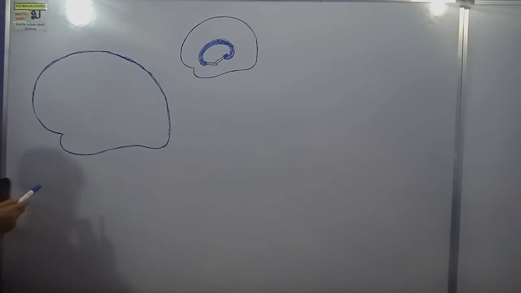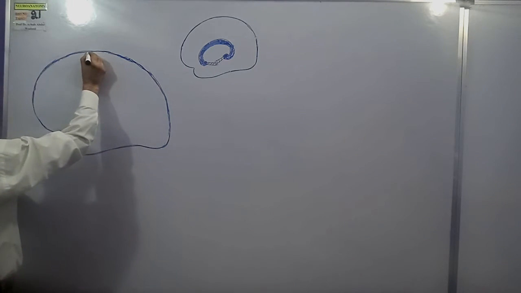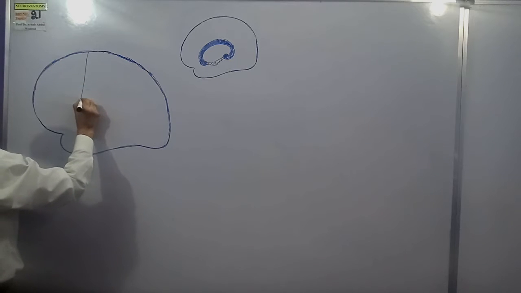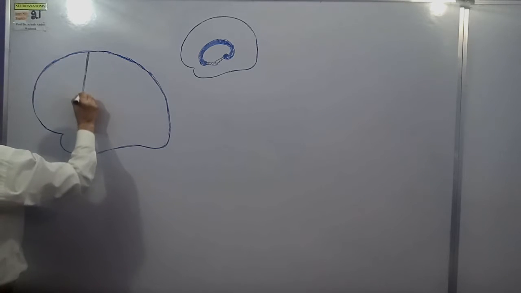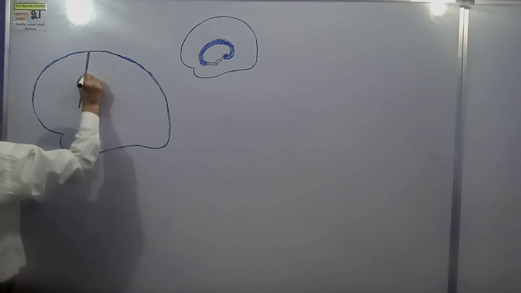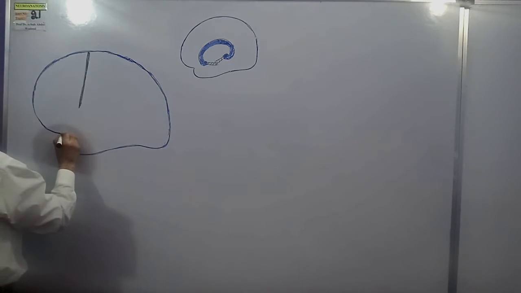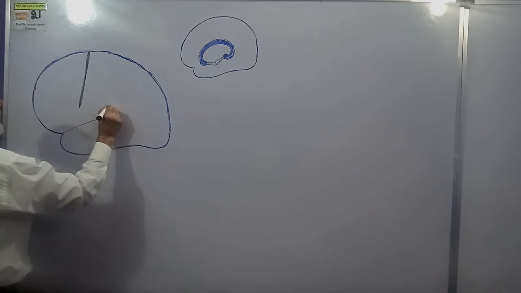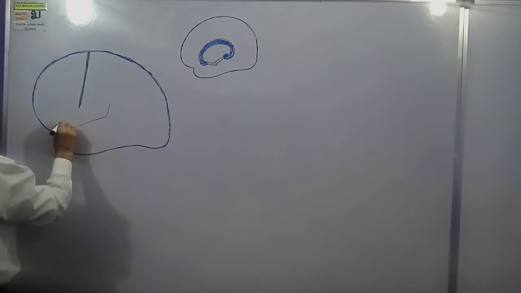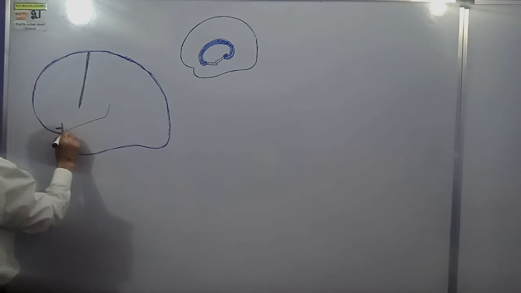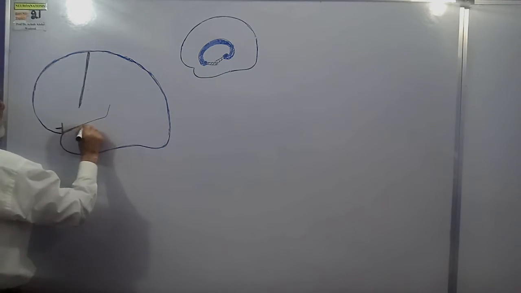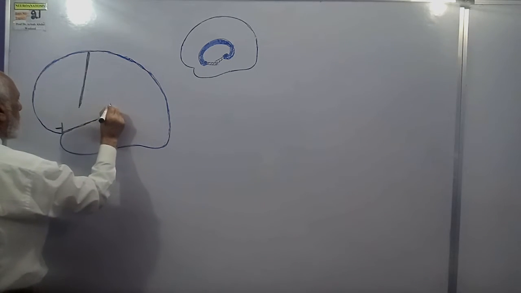Now, the superolateral surface of the cerebral hemisphere: the central sulcus, the rami of the lateral sulcus, anterior horizontal ramus, anterior ascending ramus, then posterior ramus of the lateral sulcus.